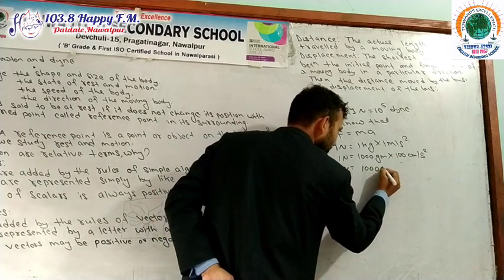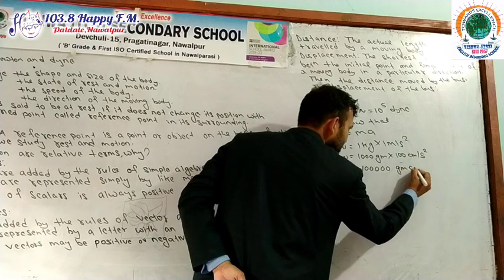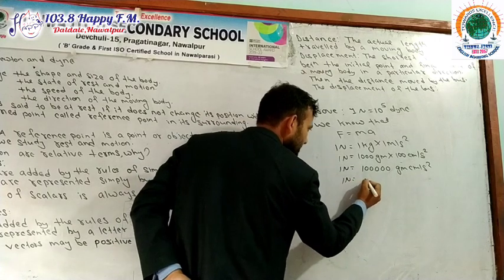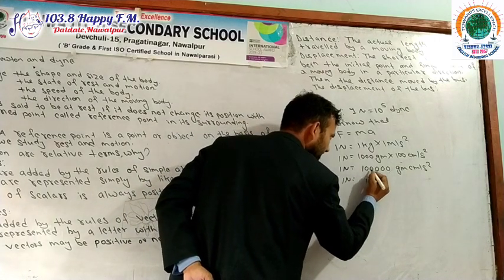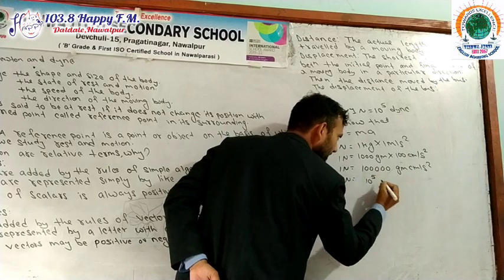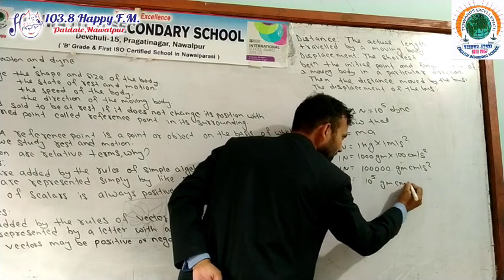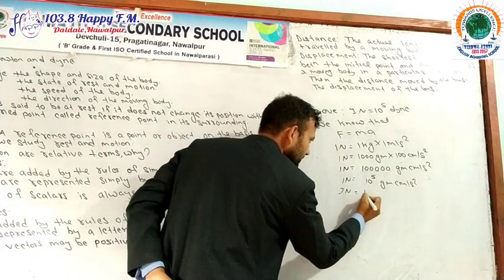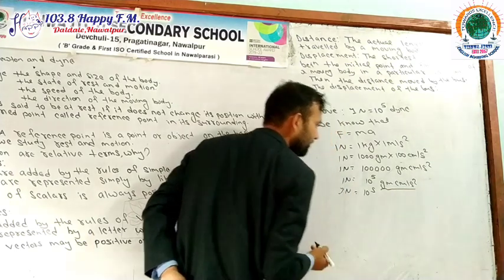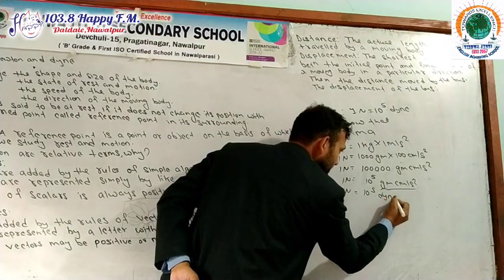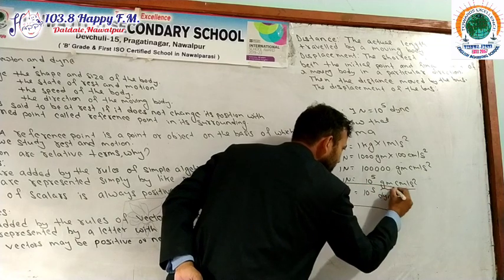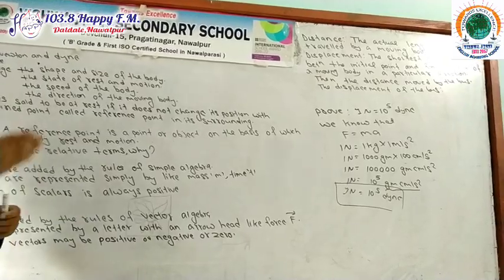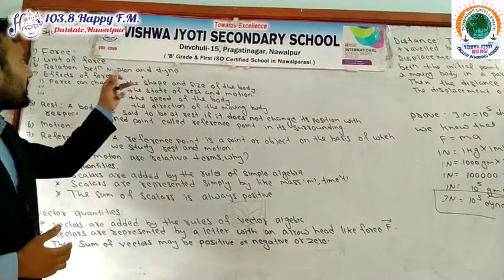1, 2, 3, 4, 5 zeros: gram cm per second square. In scientific notation it is 10 to the power 5 gram cm per second square, which we write as dyne. So the relation is 1 Newton equals 10 to the power 5 dyne. That is the relation between Newton and dyne.